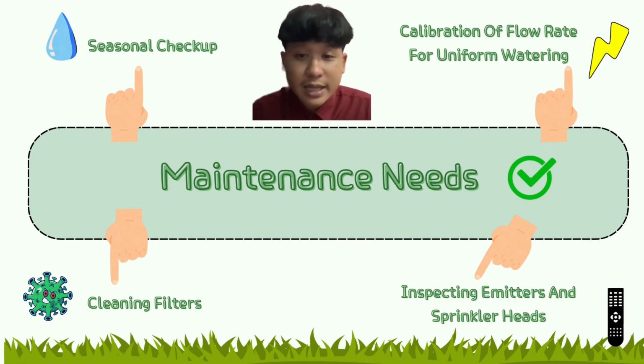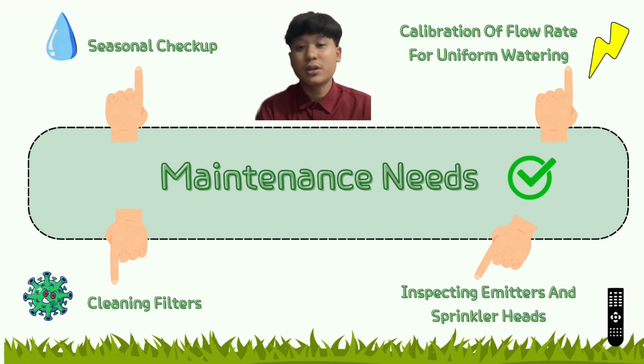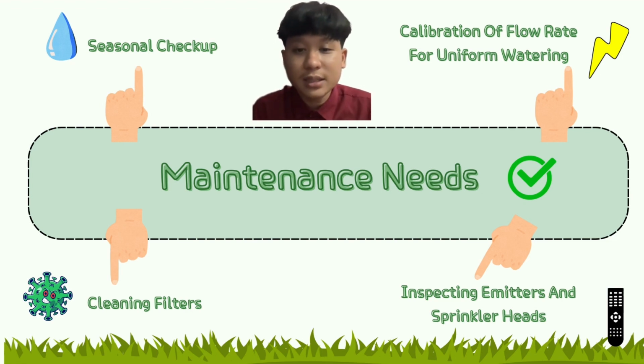Firstly, adjust the pressure at the water source or the individual components to achieve the recommended flow rate. Use a flow meter to measure the water output of each emitter or sprinkler head, ensuring it matches the manufacturer's specification. And also, ensure uniformity by checking that all areas of the field receive an equal amount of water, adjusting the system as needed.